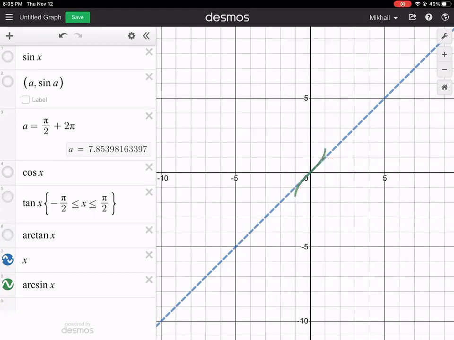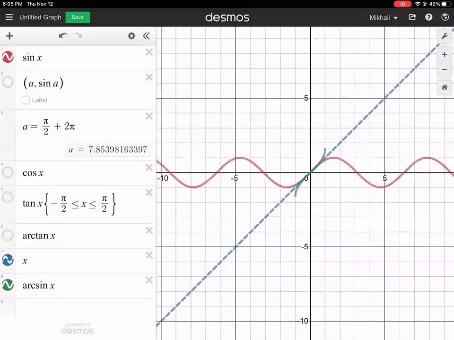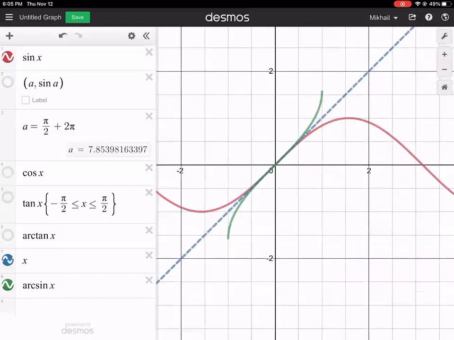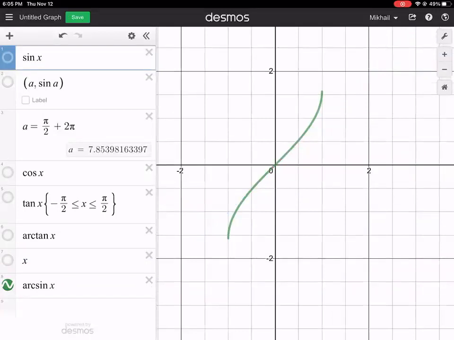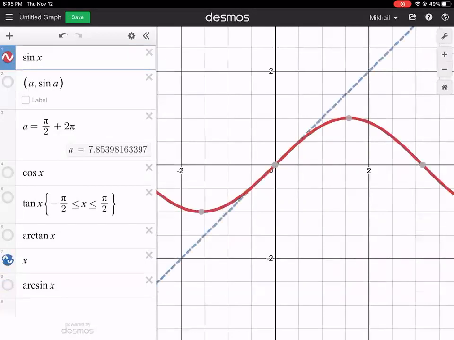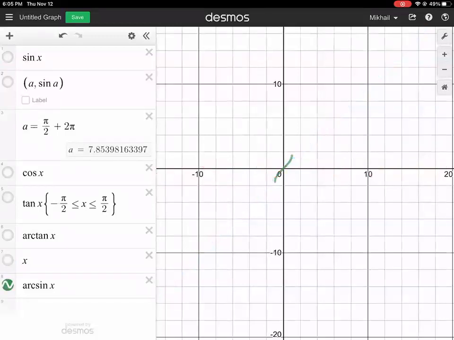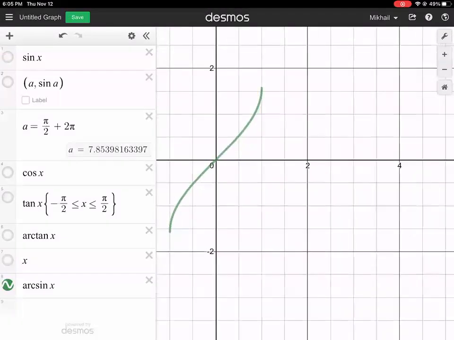Okay, now I'm going to turn them off, and I'm going to do the same thing for sine. Notice for sine, I'm going to zoom in a little bit. The sine inverse looks like only part of the sine graph. If you were to reflect the sine graph through the line y equals x, you would have this infinite curvy thing, except along the y-axis, but that wouldn't be a function. So in order to make it a function, you restrict it to an interval, okay?